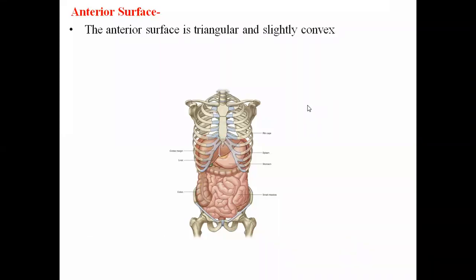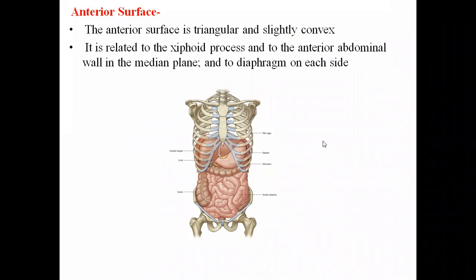Yeah. The anterior surface of the liver is triangular in shape and slightly convex. So there's a convexity. This is related to the xiphoid process, and this is the xiphoid process, and to the anterior abdominal wall. What we can see here is the anterior abdominal wall in the median plane, and to the diaphragm on each side. So it is related to the diaphragm on each side, because the diaphragm is the one which is going to cover the liver. The diaphragm separates the thorax and the abdomen, so it is also going to be related to the liver on either side.